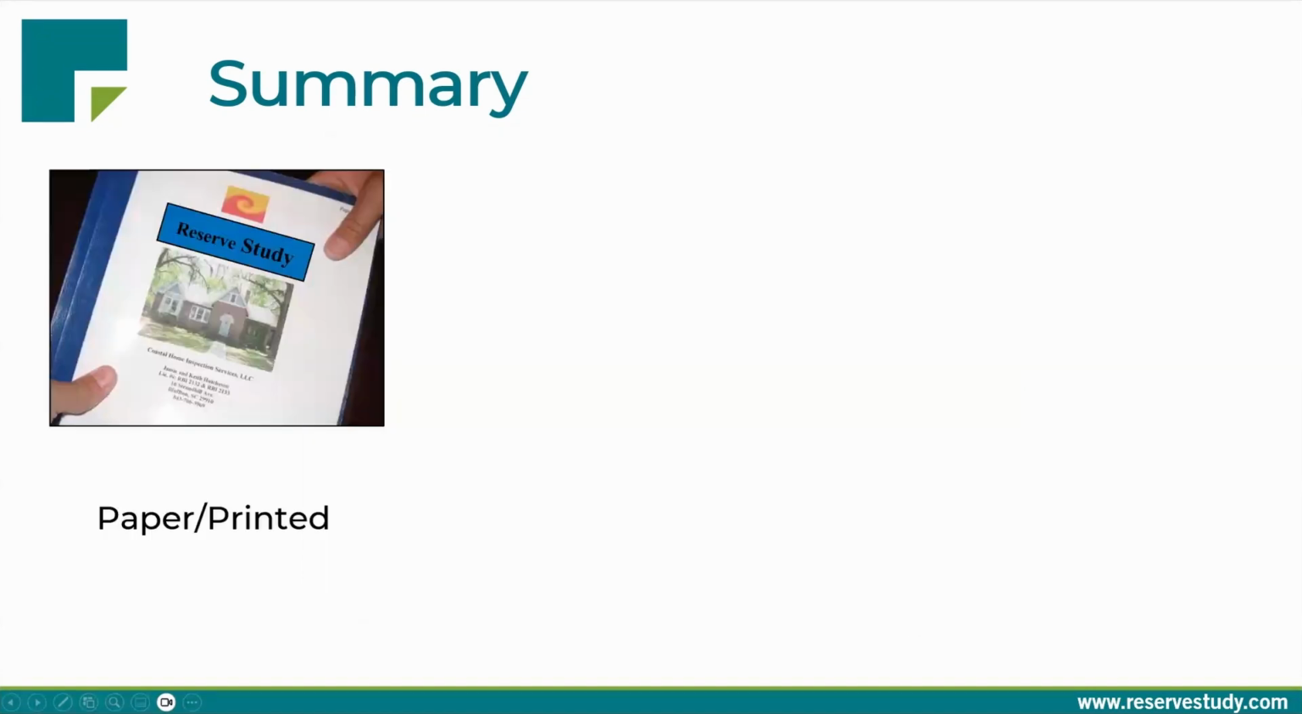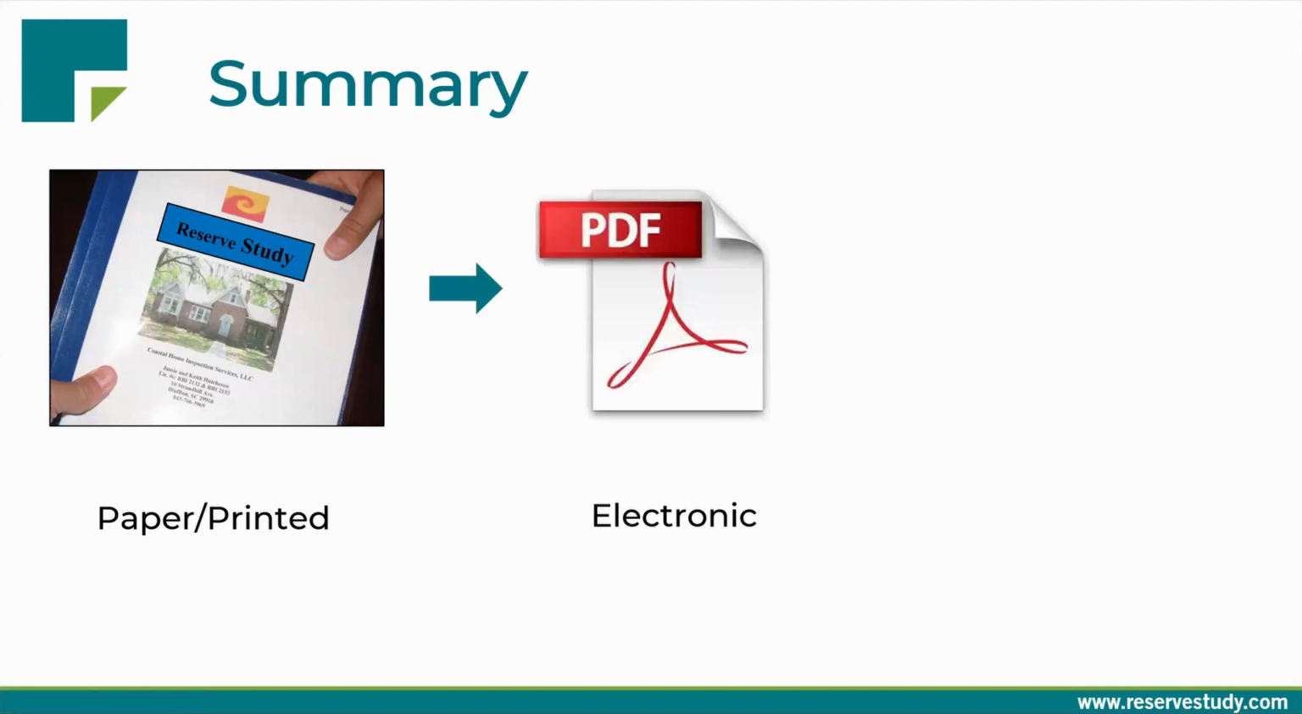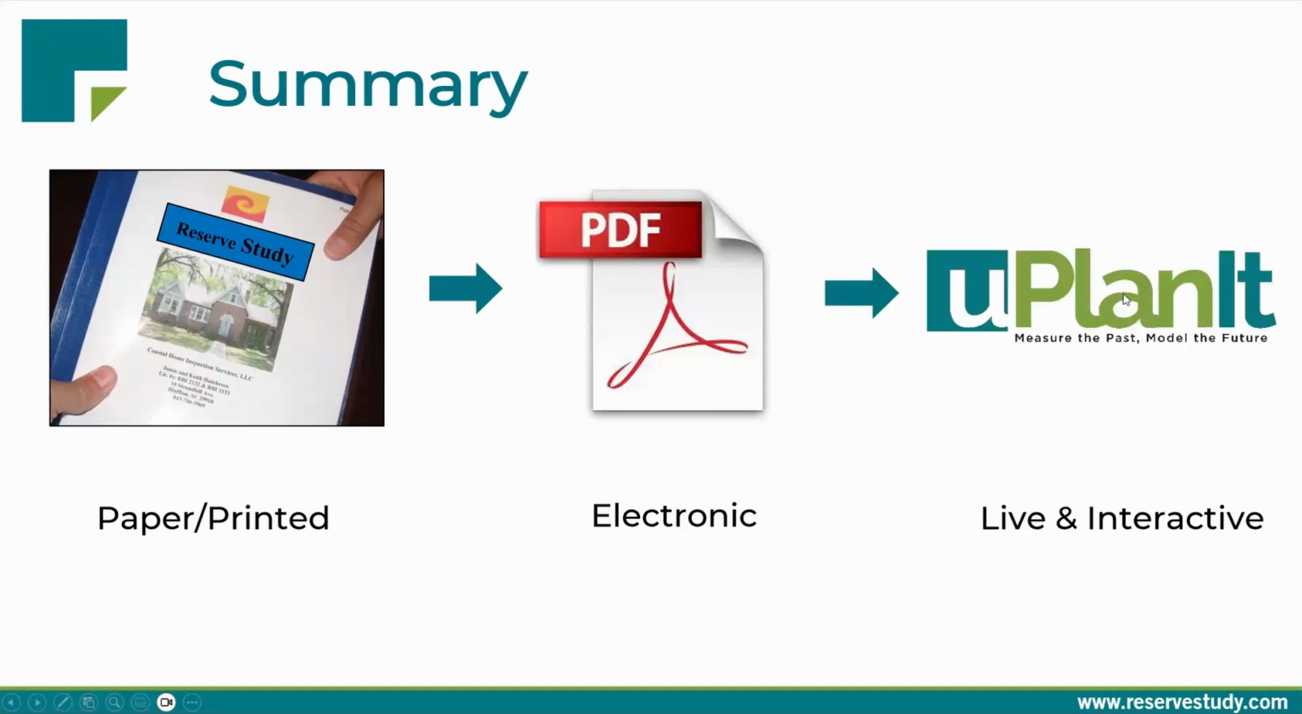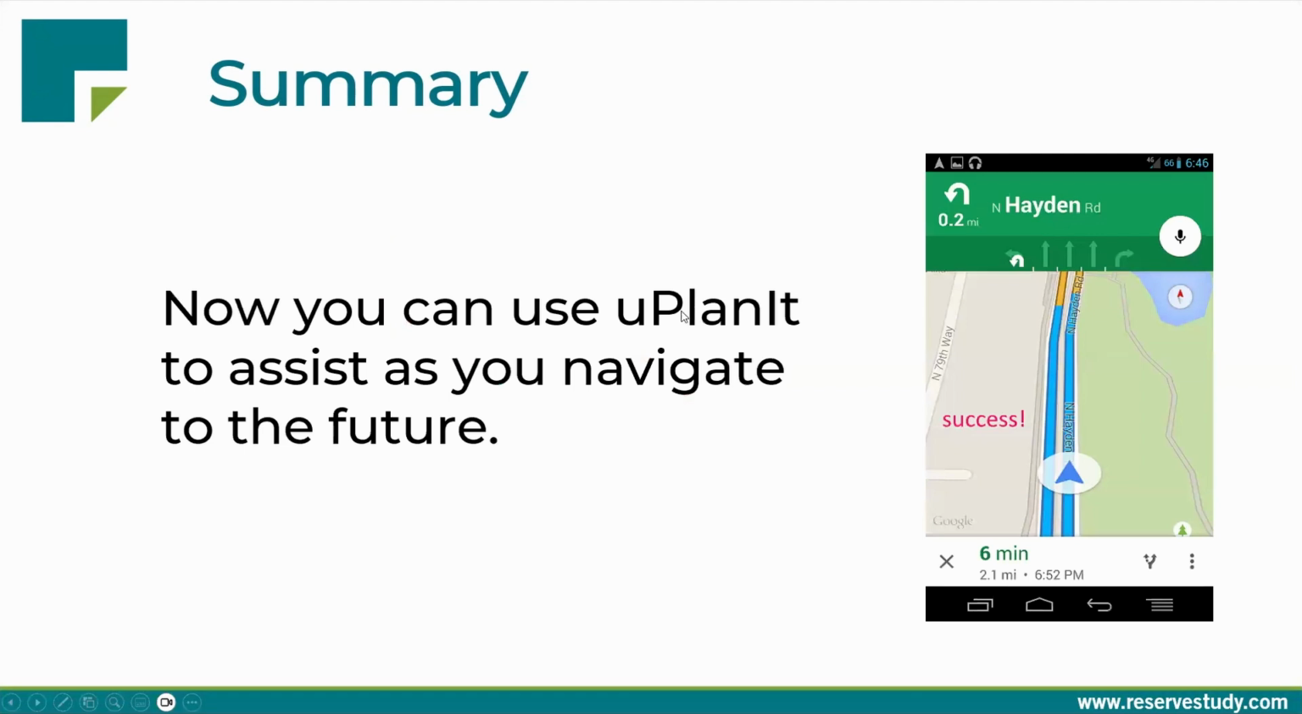And just again, a kind of a scroll through history. Originally, reserve studies were prepared and printed and put in the mail. Then they were created as PDFs and able to be sent electronically, email, or in a login center. And now, through login, you can look at your reserve study interactively, very live. You can get your fingers into it and push the numbers around and see what happens. So it's just a wonderful tool to help you do what you need to do to guide your association to the future, navigate your association to the future.